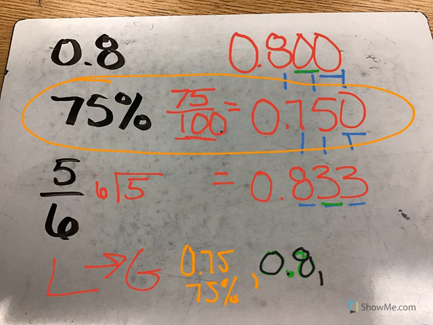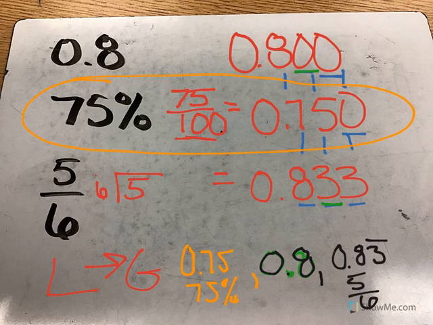So my last number, or my greatest number, I'm going to write in black, will be 5/6, or 0.83333, and that is my greatest number.